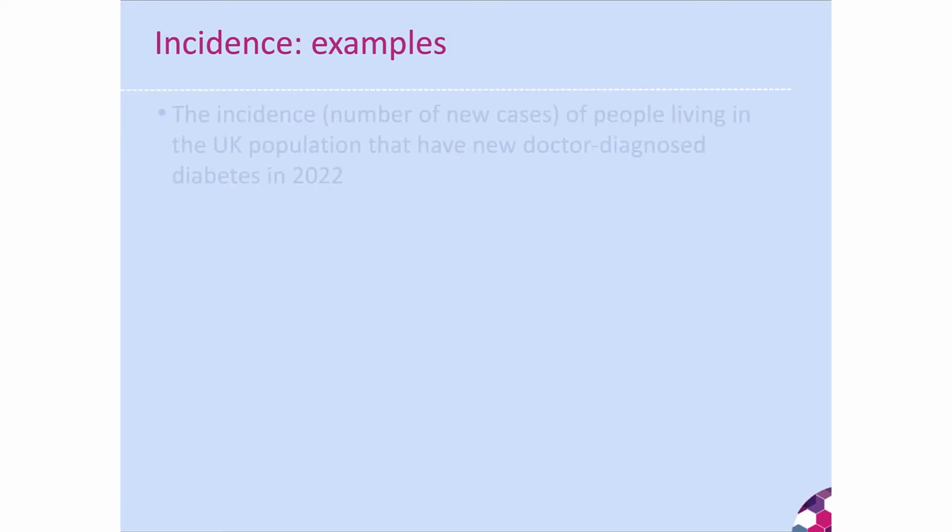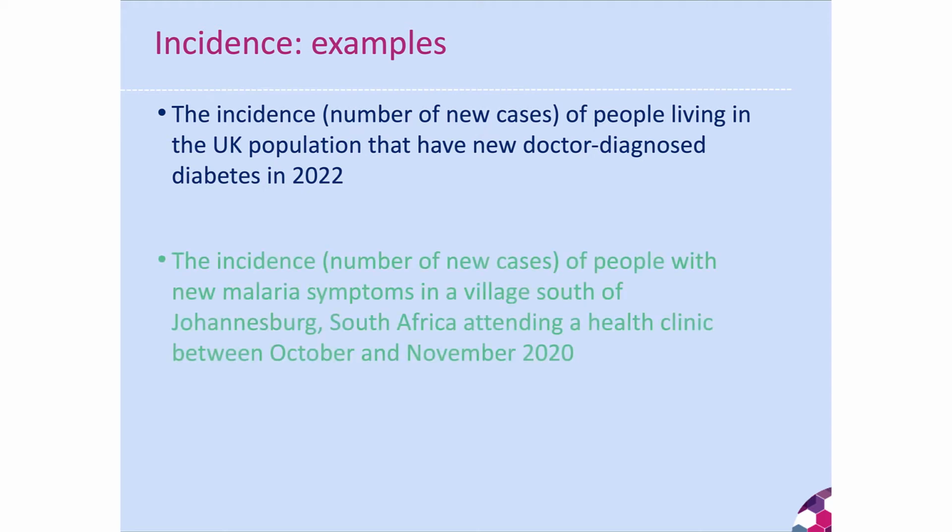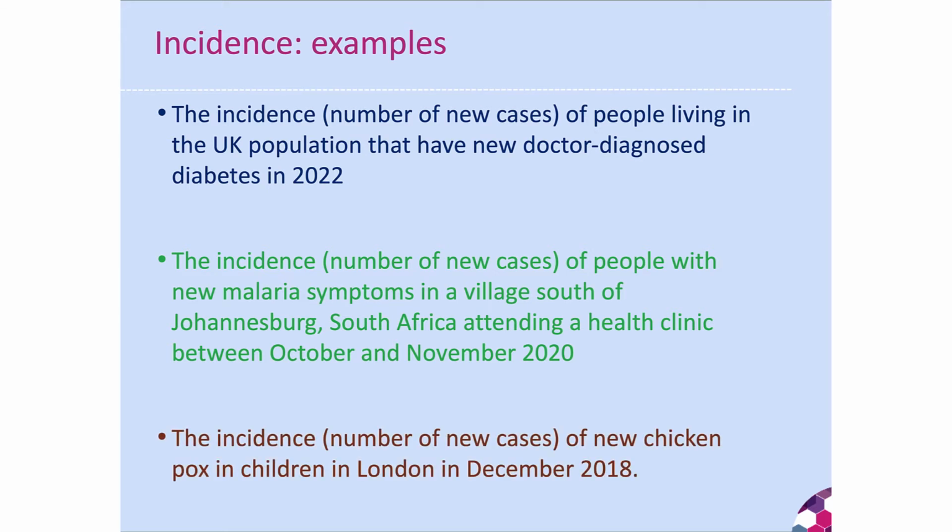So let's look at some examples of incidence. The incidence or number of new cases of people living in the UK population that have new doctor-diagnosed diabetes in 2022. The incidence, number of new cases of people with new malaria symptoms in a village south of Johannesburg, South Africa, attending a health clinic between October and November 2020. And the incidence, number of new cases of new chickenpox in children in London in December 2018.